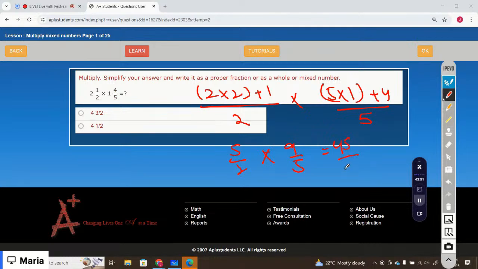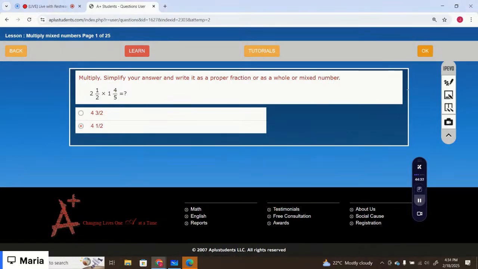So 9 times 5 is 45 and 5 times 2 is 10. You can divide them by the common factor 5. So 45 divided by 5 is 9 and 10 divided by 5 is 2. You can divide 9 by 2: 2 times 4 is 8. 9 minus 8 is 1. So that is 4 whole 1 over 2. So the correct option is 4 whole 1 over 2. The correct option is option number 2, that is 4 whole 1 over 2.